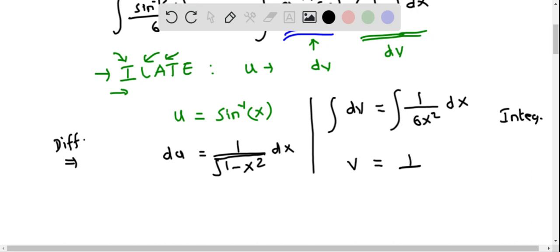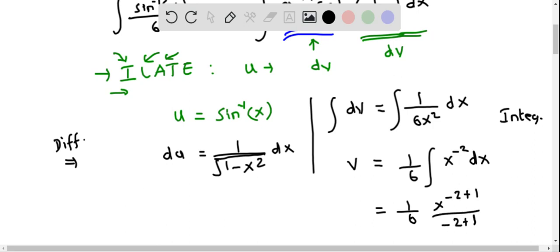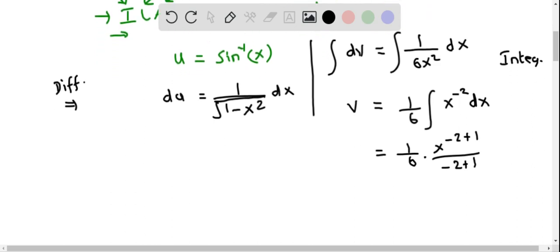I can factor out 1 over 6 and rewrite 1 over x squared as x raised to the power of negative 2 dx. When we apply the power rule of integration, this becomes x raised to the power of negative 2 plus 1 divided by the same number, negative 2 plus 1. This time we will not put the constant of integration, so just ignore that. We will put that when we use the integration by parts formula. So let's get this simplified.